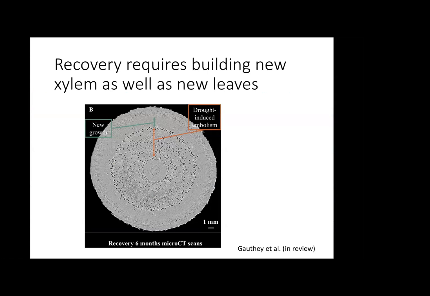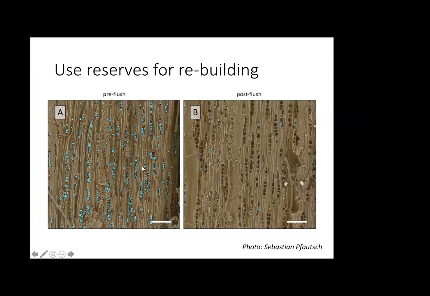As I mentioned, it involves not only building new leaves, but also building new xylem. This is some work from one of Brendan Choat's PhD students, Alice Gauthey, who's been looking at recovery after drought stress. She's got some really nice images which demonstrate that once the plants lose their leaves, to recover after that really does involve rebuilding new xylem. So it's not like they can recover the embolized xylem, they need to rebuild. That is expensive in terms of carbon.